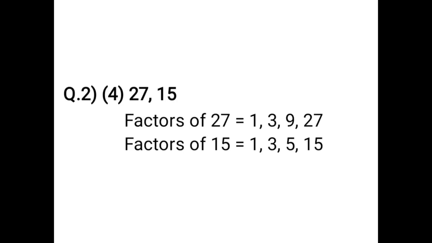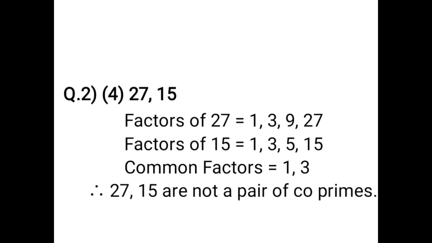Now underline the common factors. 1, 1, 3, 3. Here you have more than one common factor. Other common factors is there or no? So write common factors. 1, 3. Therefore 27, 15 are not a pair of co-primes because they are having more than one common factor. If there is a pair of co-primes, there should be only one common factor, and that is number 1.